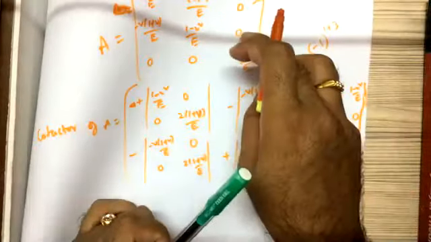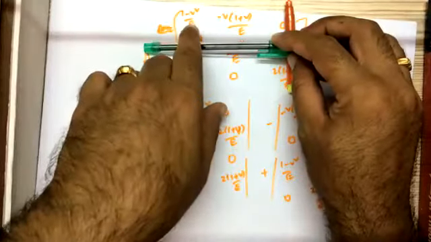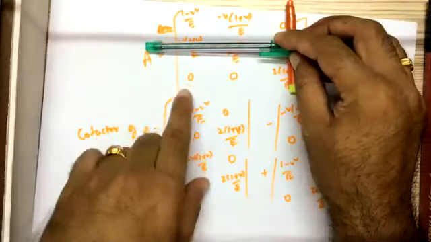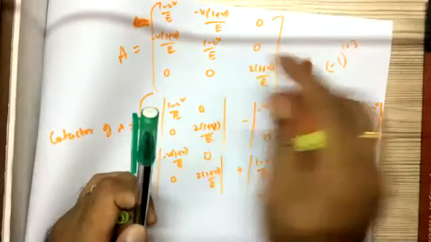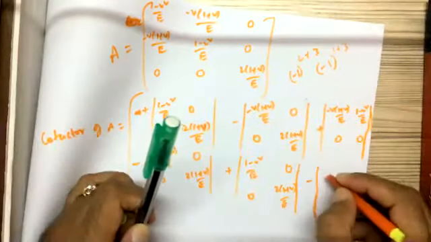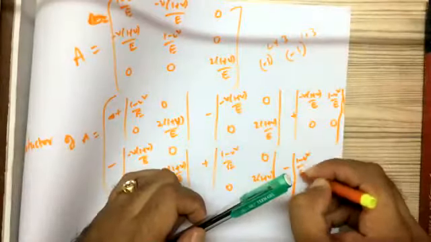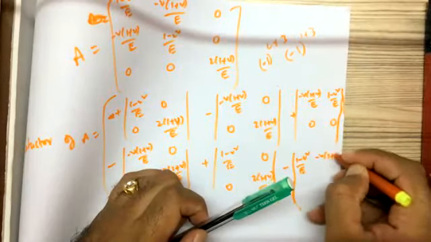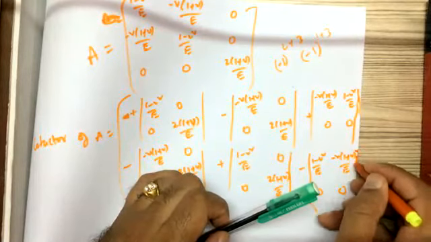Next element, 2, 3. Eliminate that particular row and column. What is remaining? 1 minus mu square by e, minus mu into 1 plus mu by e, 0, 0. So this becomes minus, right? Because 2, 3, minus 1 whole power 2 plus 3, minus 1 whole power 5, which is minus 1. Next.